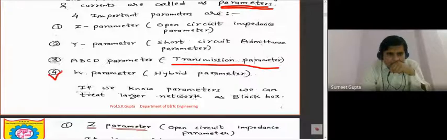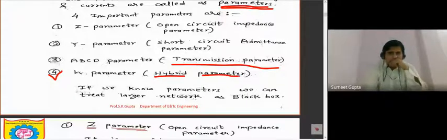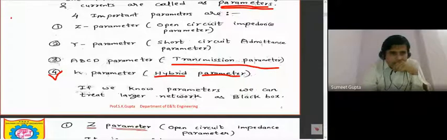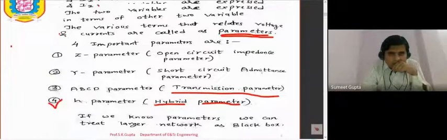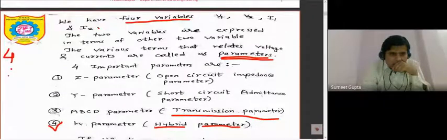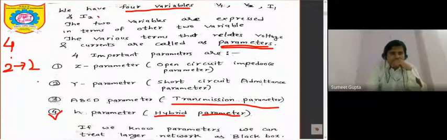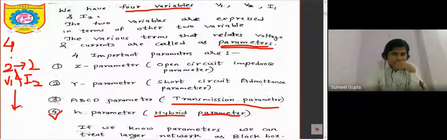Now the last parameter is the H parameter. It is also called the hybrid parameter. Now why is the name hybrid given? Because, I told you, there are a total of 4 variables. We express 2 variables in terms of the other 2 variables. In case of the H parameter, I take the input voltage V1 and output current I2. These are expressed in terms of input current and output voltage.